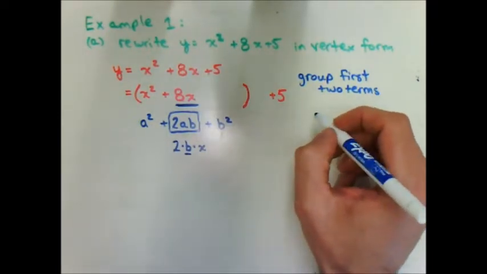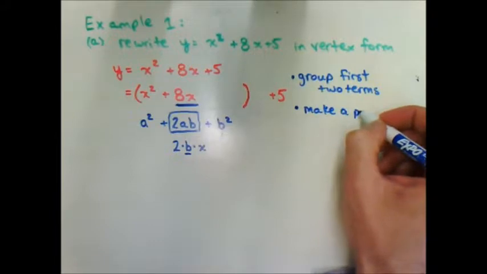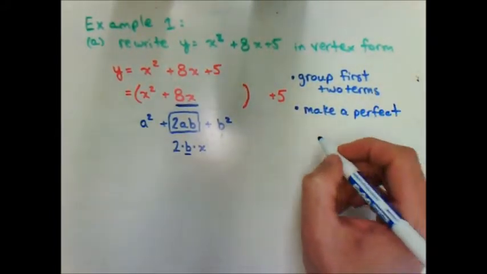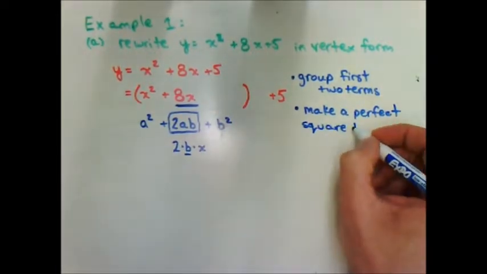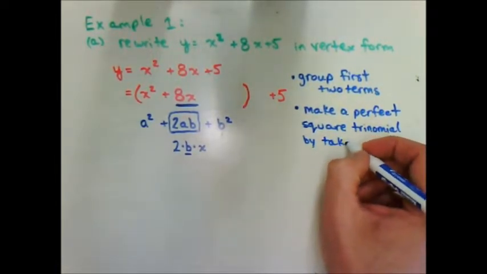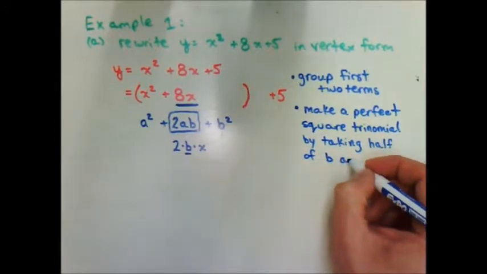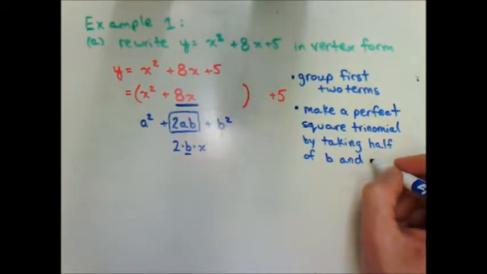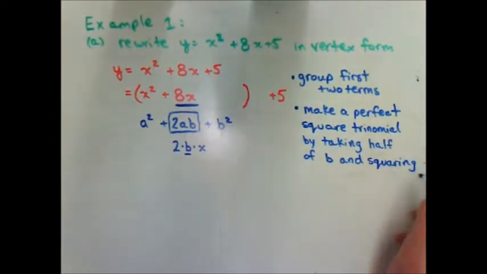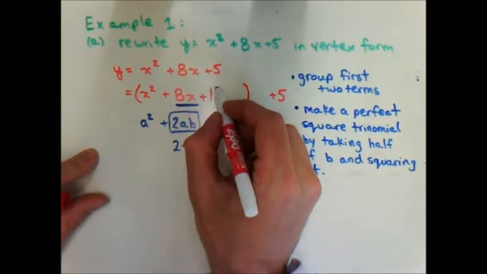So step 1 is here, step 2 is here: make a perfect square trinomial by taking half of b and squaring it. So we make a perfect square trinomial by taking half of b and squaring it. So what we do is we take half of 8, which is 4, and we square it. So I add 16.